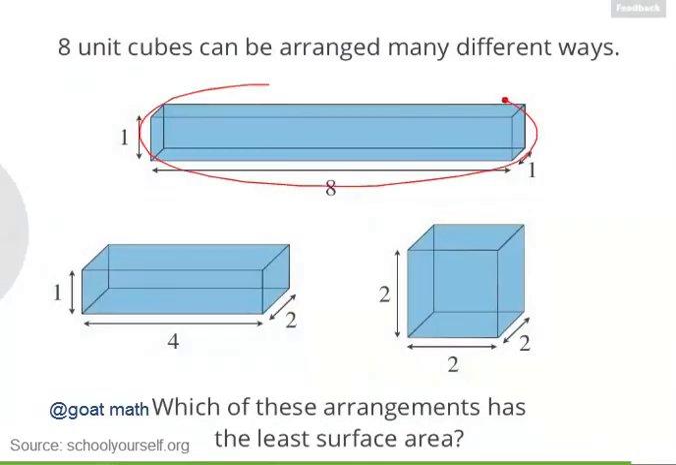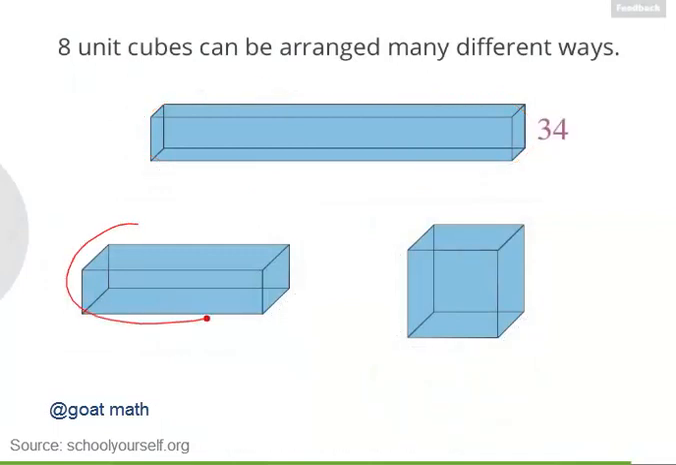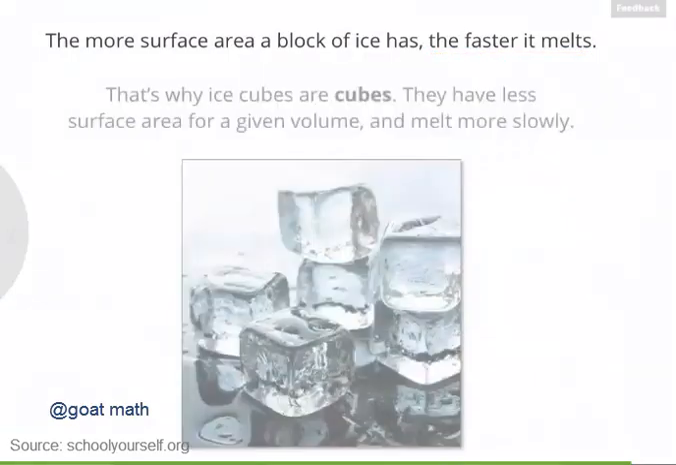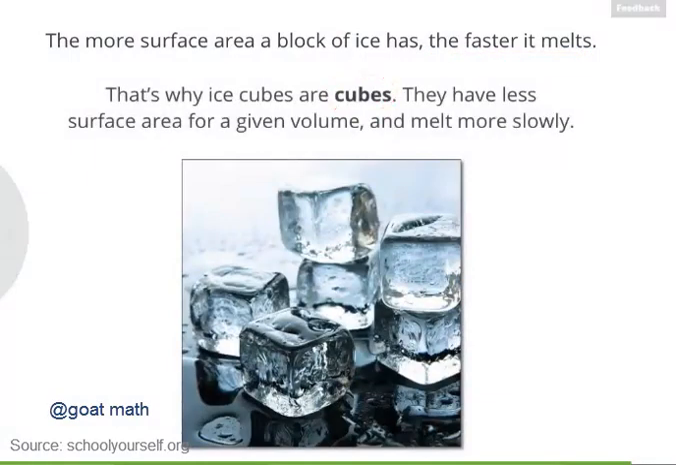Exactly. This prism has a surface area of 34, this one has a surface area of 28, and the cube over here has the least surface area of these 3 solids with a surface area of just 24. So why does this matter? Well, the more surface area a block of ice has, the more contact it has with its warmer environment, so the faster it'll melt. And that's why ice cubes are so common. For a given volume or amount of ice, ice cubes have less surface area, so they melt more slowly and last longer in your drink.